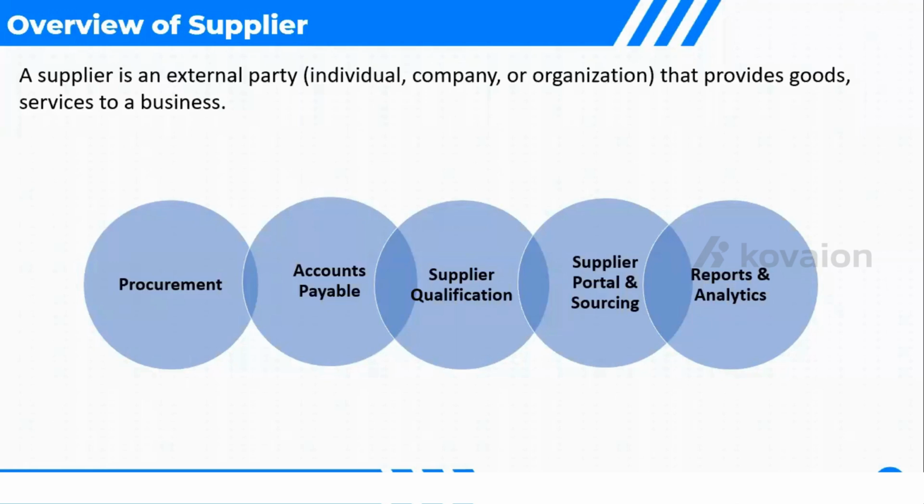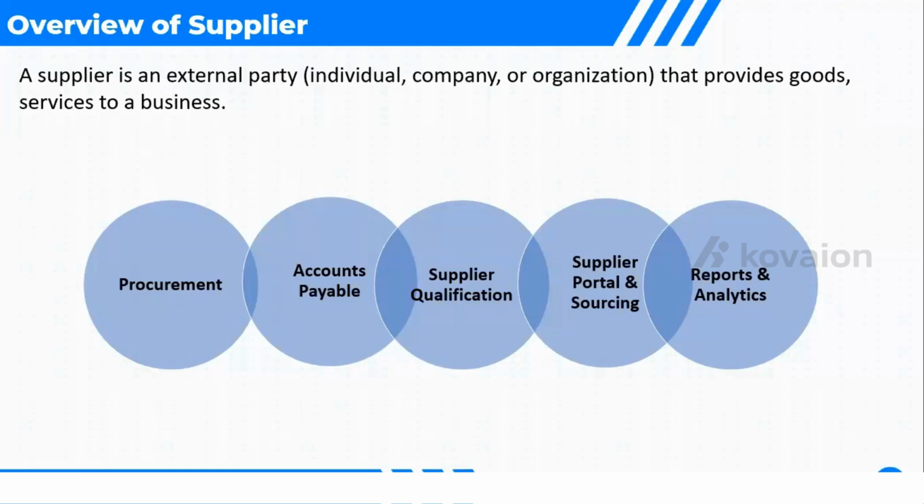So first comes the procurement. In procurement, we create and manage purchase orders to the suppliers, source goods and services through supplier negotiations and RFQs, and manage supplier catalogs and pricing. So this comes under the procurement. In accounts payable, we process the invoices submitted by suppliers, manage the payments and track outstanding dues, and record and track the tax and bank information for suppliers. This we do in accounts payable.